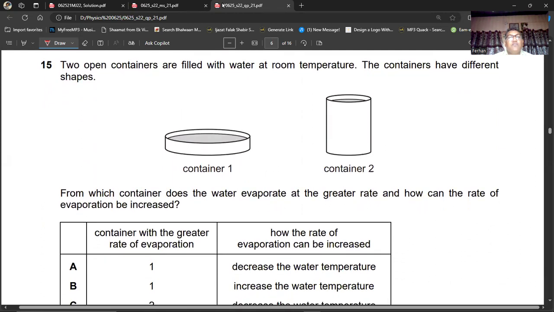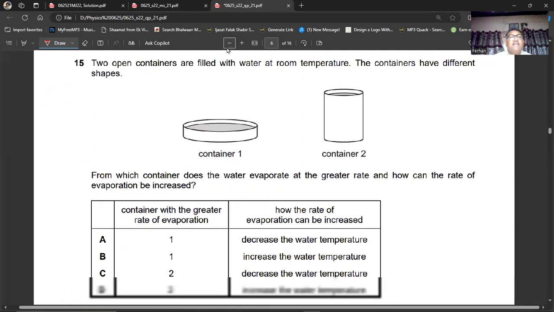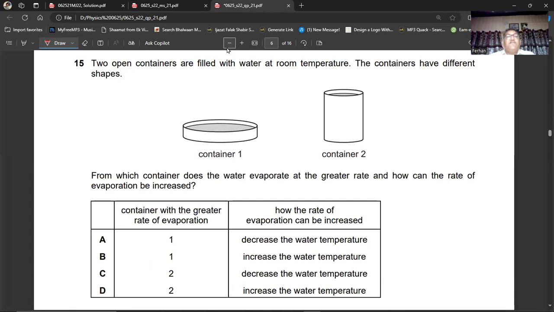Here we have question number 15, and it says, two open containers are filled with water at room temperature. The containers have different shapes. From which container does the water evaporate at a greater rate, and how can the rate of evaporation be increased?